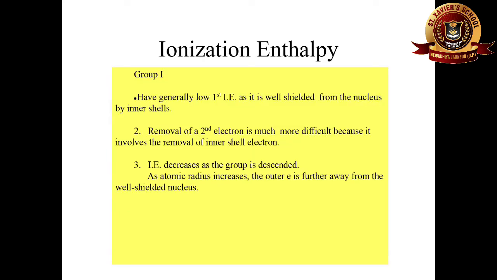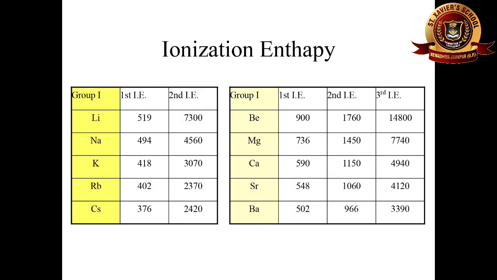Next, ionization enthalpy. What is ionization enthalpy? The amount of energy required to remove an electron from the outermost shell of any element in gaseous state, that is ionization enthalpy. It means ionization enthalpy is directly proportional to the nuclear force. The greater the nuclear force, the greater the ionization energy. Now, in group first and second, if we move from top to bottom, the nuclear force of elements decreases. That's why ionization enthalpy also will be decreased.